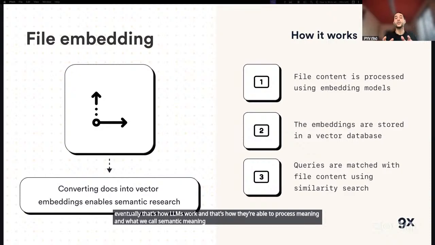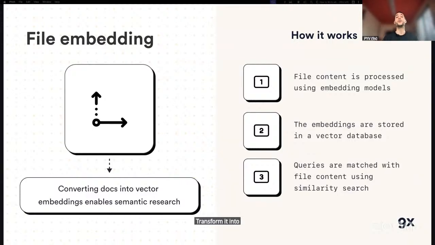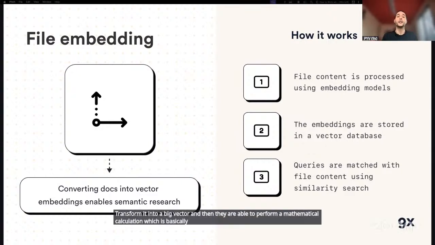They basically take a token or a sentence and transform it into a big vector, and then they are able to perform a mathematical calculation, which is calculating the distance between the 2 vectors. You take the 2 vectors, and then you're able to say, okay, are these 2 vectors close or not? And based on this calculation, you are able to know what has meaning. And then eventually, that's what happens when you do file embedding.